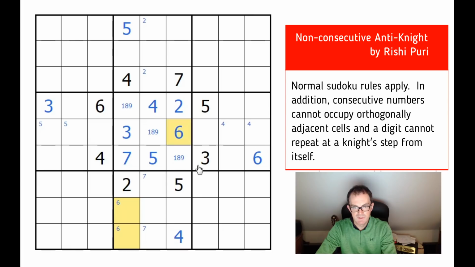Oh, beautiful. Look at the 6's now. The 6 here is ruled out by a knight's move, and a 6 at the top is ruled out by the 5. So this square must be a 6.